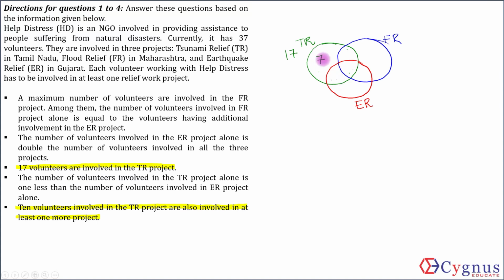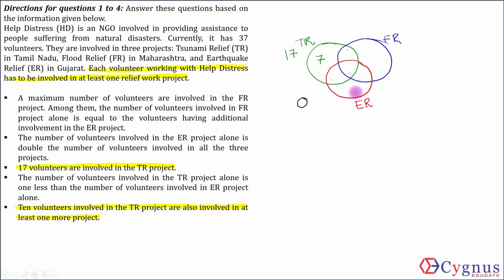Very straightforward. Now, also I recall each volunteer working with Help Distress has to be involved in at least one relief work project. So there is nobody who's not involved in any projects. So this must be 0. Fair enough. Going forward, I know that the sum of all the numbers in this set is 17. So out of 37 people, 17 people are inside the green circle. That means the remaining 3 values should add up to 20.